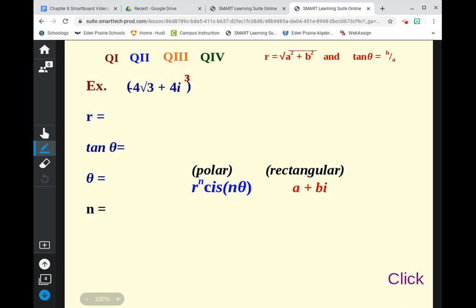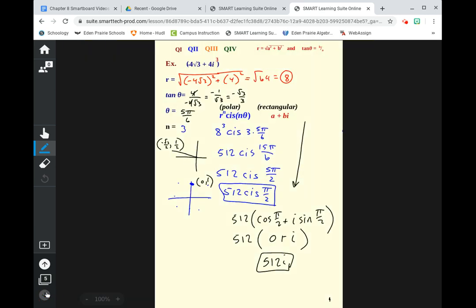Okay, so here's one more example. This one's to the third power. I want you to go ahead and pause, and then I will show you the answer. Pausing means you should be doing the problem. And here you go. I went ahead and worked it all out for you.